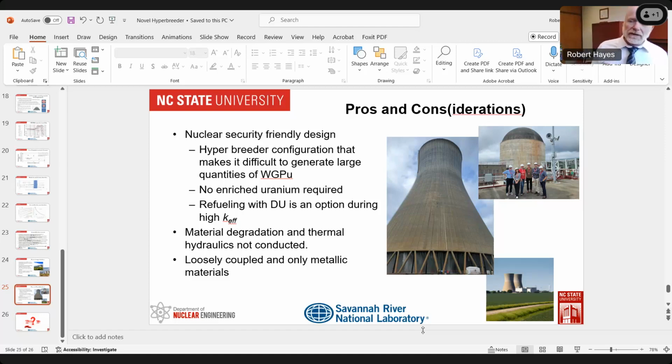Why that's attractive is that we then would, in principle, be able to turn depleted uranium into electricity. We'd be able to turn what previously has been considered and classified as waste and make that a useful fuel.